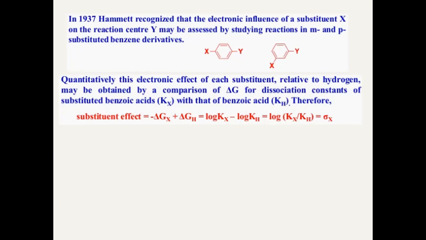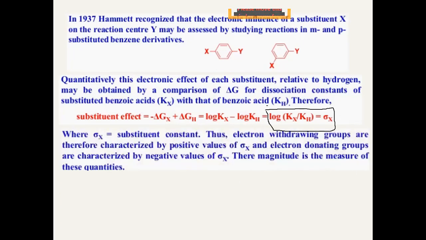So this equation is given. You no need to remember the whole thing. You just focus on this much. That's all. So this can be log Kx minus log KH, both of them. So the substituent effect can be shown like this. The free energy change of the substituted benzoic acid and the free energy change of the benzoic acid is equal to this.